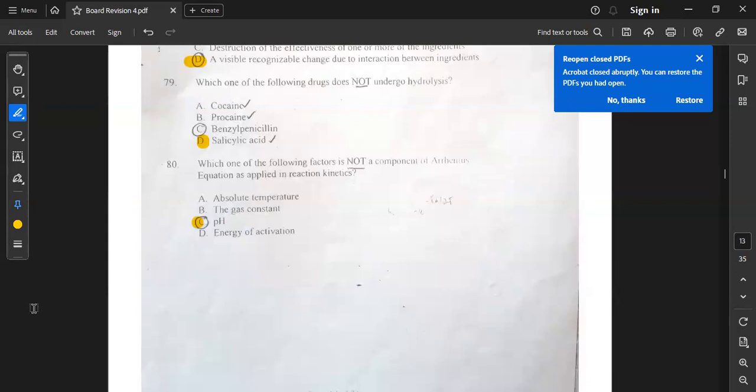We move to number 81. It's used to determine the effect of temperature on the rate constant and the rate of reaction. So for example, if the rate constant, that is K, is going to double, then the rate of reaction will also double. Nice. So basically, it's used to determine the effect of temperature on the rate of the reaction.